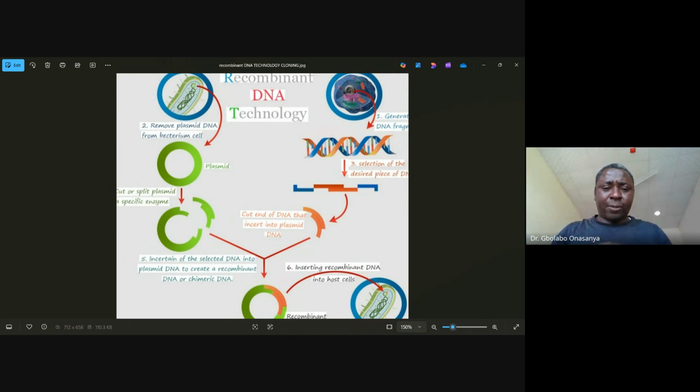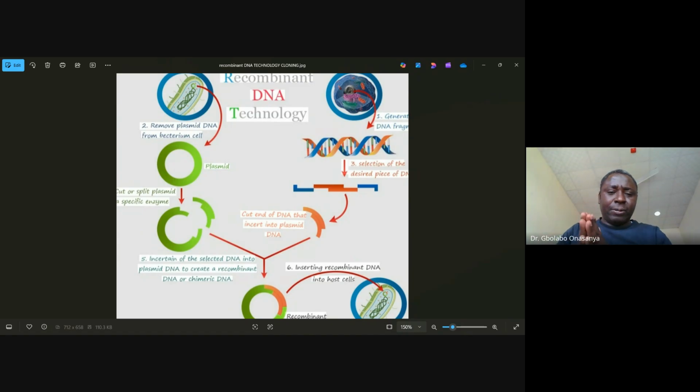And how do we do it? For instance, you want to clone the insulin gene for gene therapy in hospitals. Now we need millions of copies of this insulin gene to transfer for gene therapy to treat diabetes-related conditions. What do you have to do? You extract the insulin gene, and when you extract it, you keep it in a test tube.